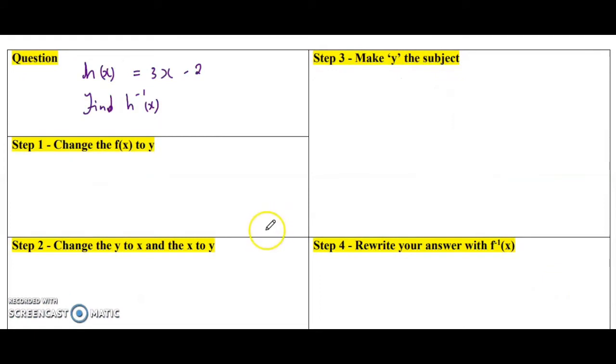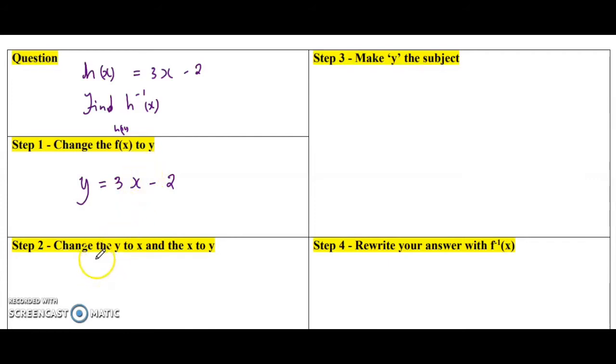For our second question, the function h is equal to 3x minus 2, and we need to find the inverse of h. We're going to start with step 1, change the function to y. In this case, we're going to change the h of x function to y. So I'm going to have y is equal to 3x minus 2. Remember that the name of the function can be h, k, l, m, any letter in the alphabet. So don't be confused when you see something like that.